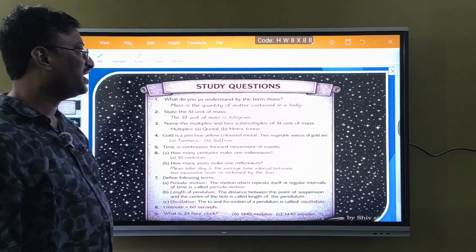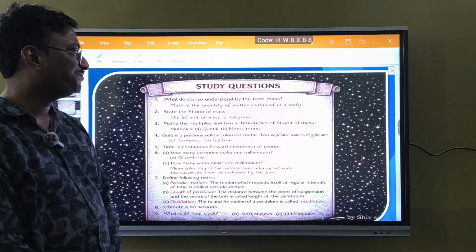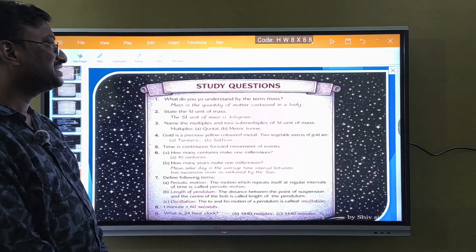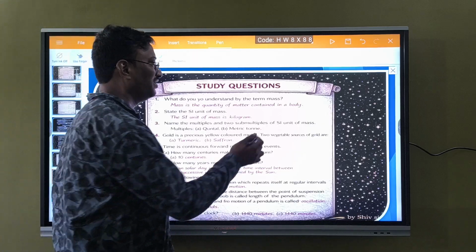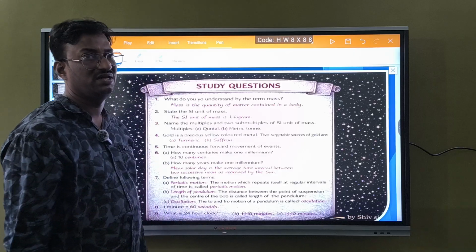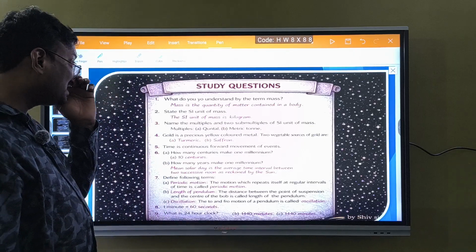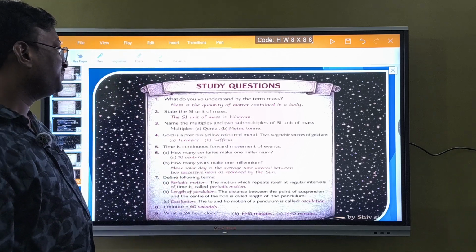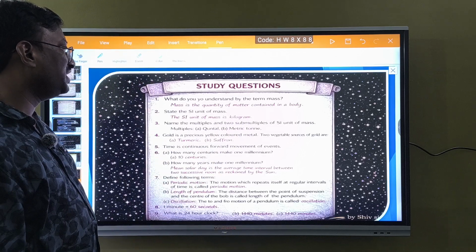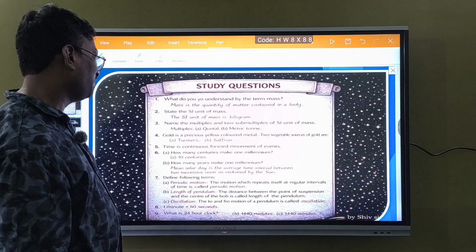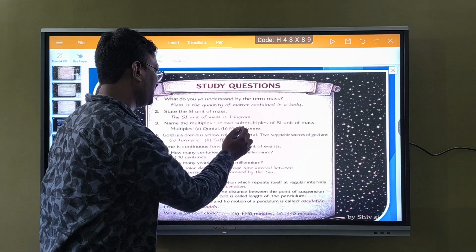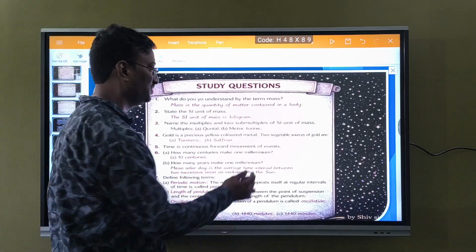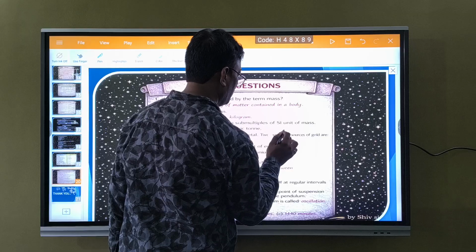And the last topic, we are having study questions here. What do you understand by the term mass? Mass is the quantity of matter contained in a body, right? State the SI unit of mass. The SI unit of mass is kilogram. Name the multiple and two submultiples of the unit of mass. Multiple units are quintals, metric ton, and submultiple units are gram, milligram.